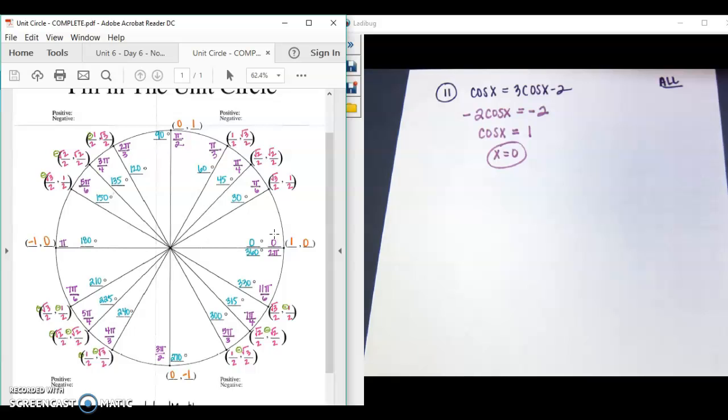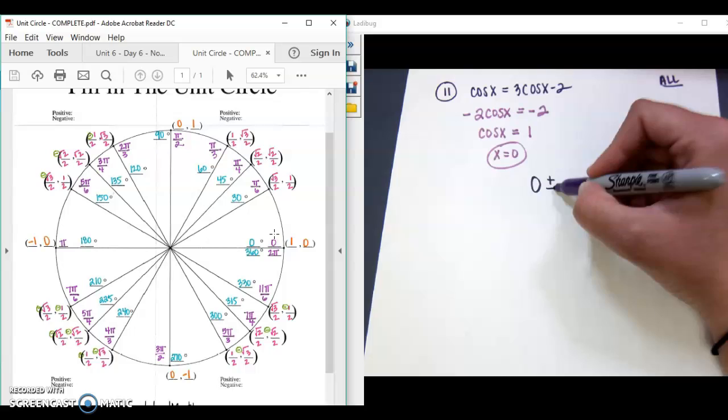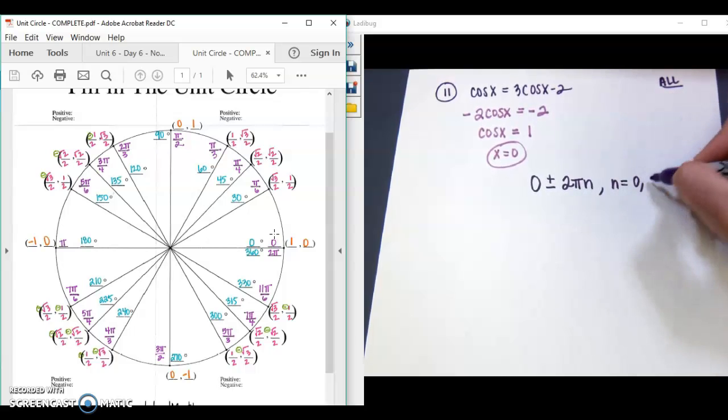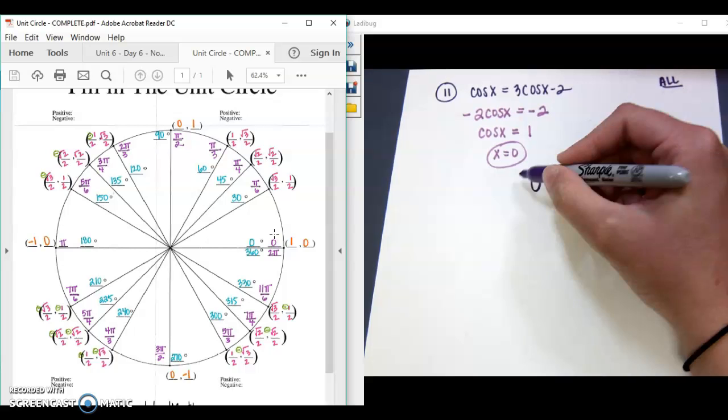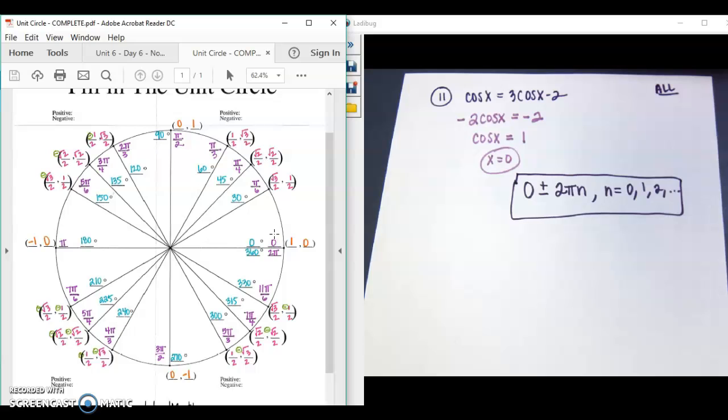So because this wanted all the possible answers, we're going to make sure we write 0 plus or minus 2 pi n, whereas n represents 0, 1, 2, or that could keep going on forever. So that's how you do it if it says all versus if it just is on a certain domain.